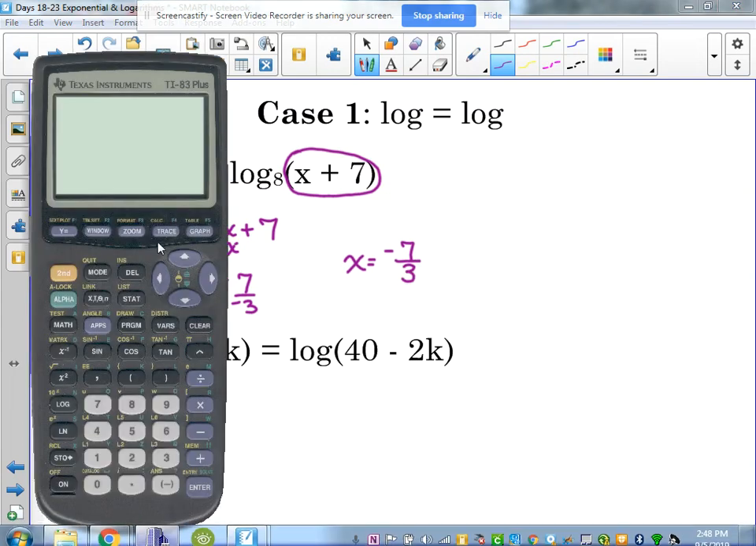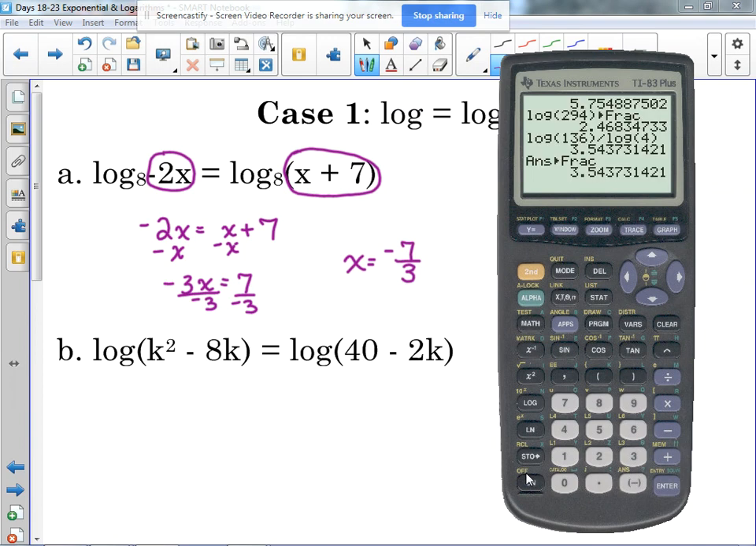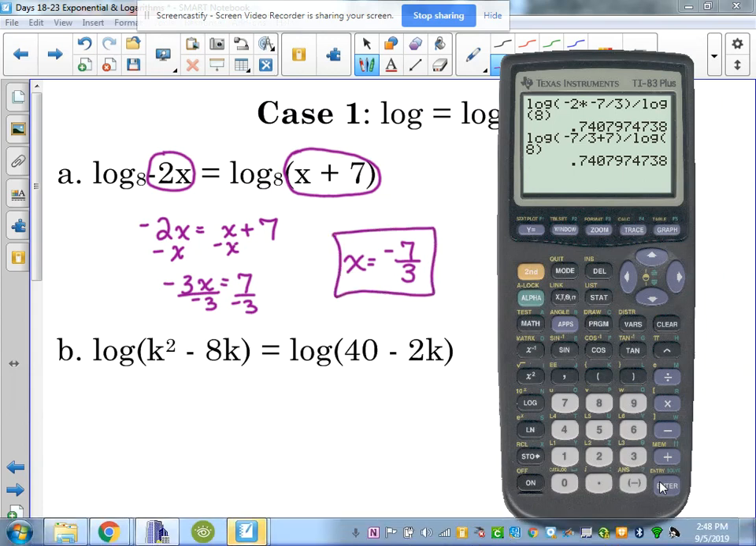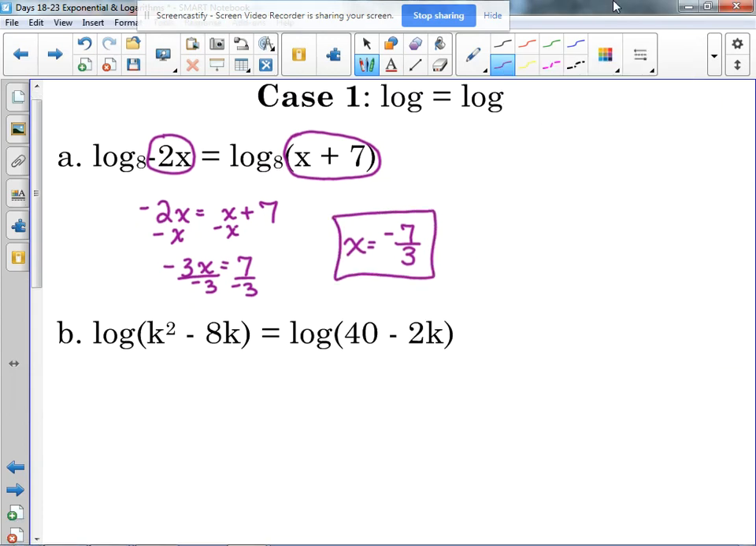Now, we cannot take the log of a negative number, but in a lot of cases, the negative ends up working out based on what else is inside the log, but you still want to check it. So use that change of base to check this answer. Plugging that into the left side, we get this decimal value. Plugging it into the right side, we should get the same decimal value, and we do. So negative 7 over 3 is confirmed as the answer.